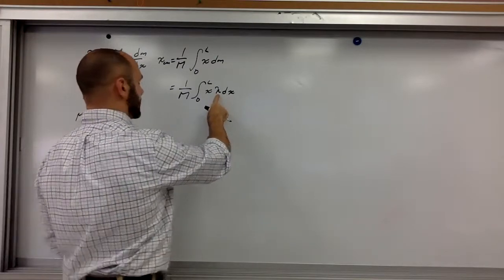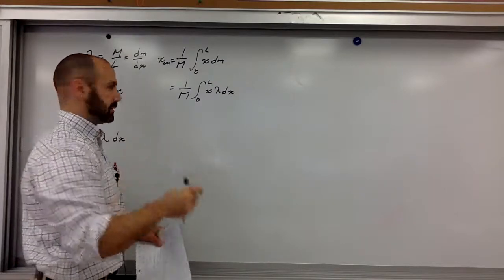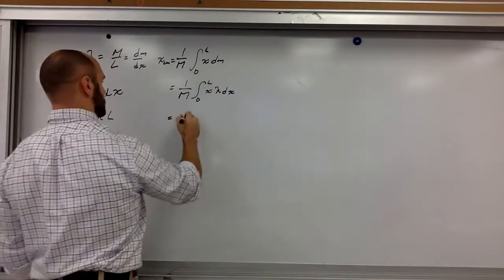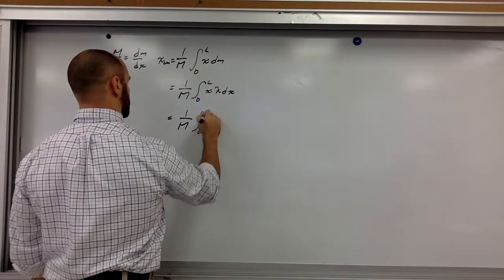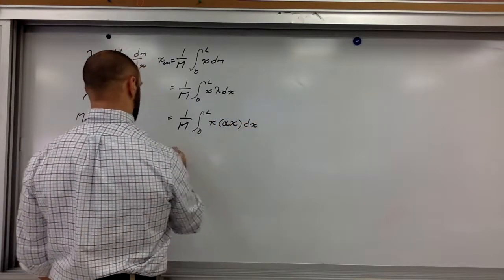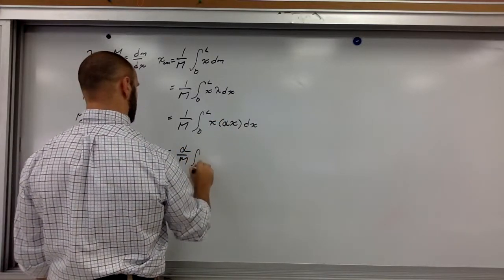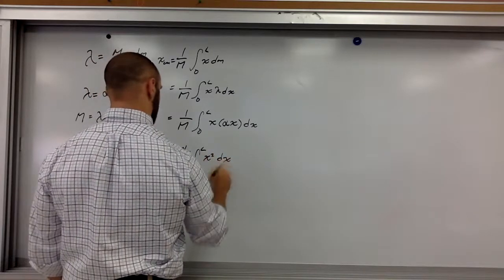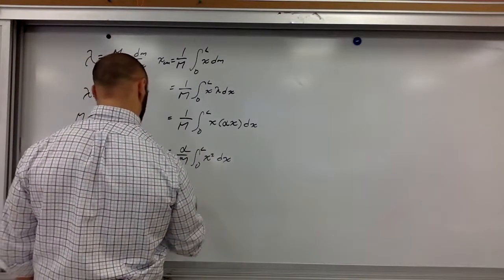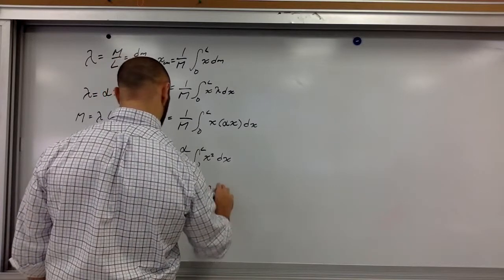But now lambda is not constant. In the previous problem, lambda was the same amount of mass per each part of the rod. But now I have a function for lambda. It's alpha x. So I've got 1 over the mass from 0 to L, x times alpha x dx. So simplifying, alpha is a constant, so I bring that out. Alpha over m from 0 to L of x squared dx. All right, notice before we had an x in here, so you might notice a little pattern. This is going to be alpha over m, 1/3 x cubed from 0 to L.